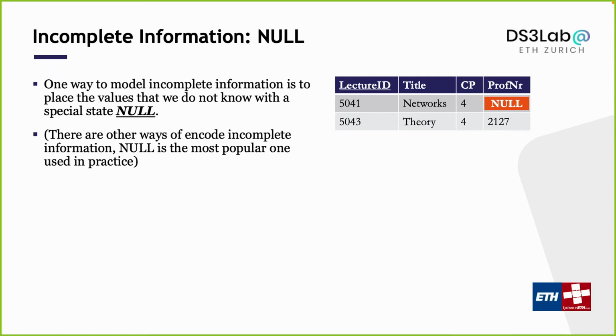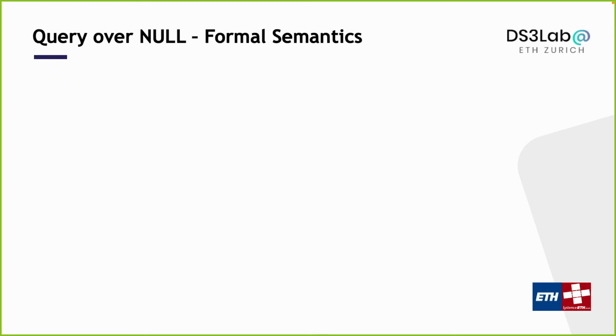There are other ways to encode incomplete information, but null is the most popular one, at least in practice. In theory, there are a whole bunch of things you can do. So what do we mean by null, by putting that as a state? What is the formal semantics of that? And also, what do we mean by querying a relation with null?